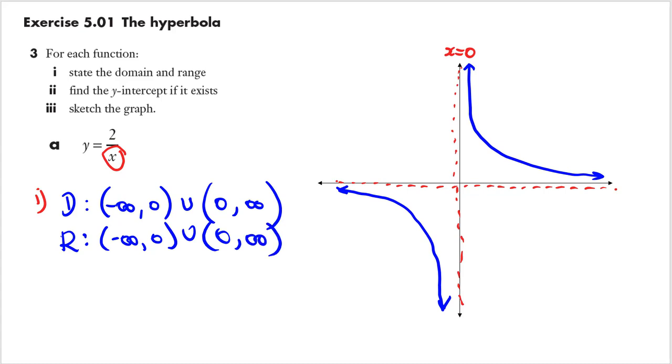Find any y-intercepts if they exist. Well, y-intercepts occur when x equals 0, and as we stated before, we can't. If we substitute x equals 0, we'll get an error with that equation, which is the asymptote. So there are no y-intercepts. And part 3, sketch the graph. Well, we've already done that over here.